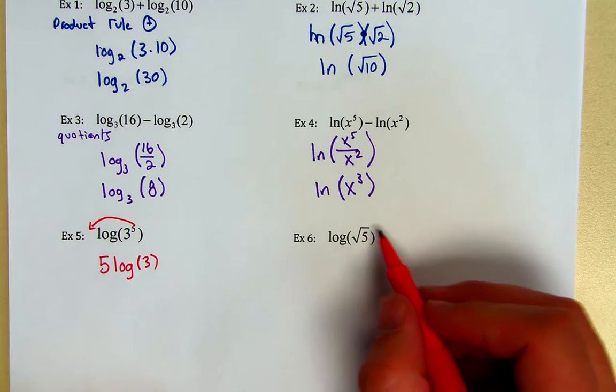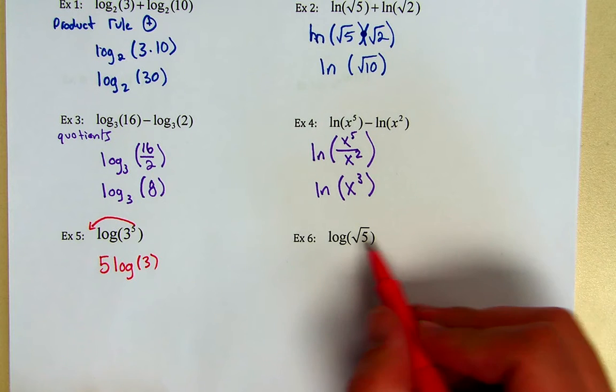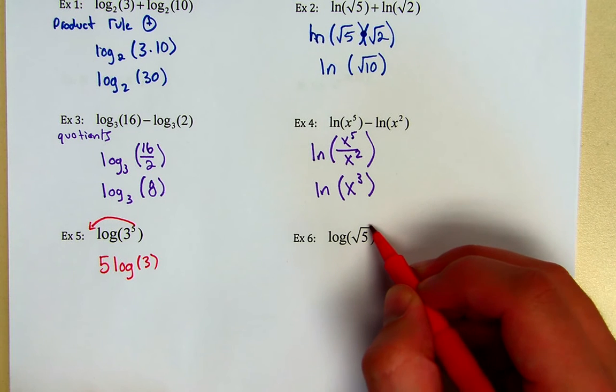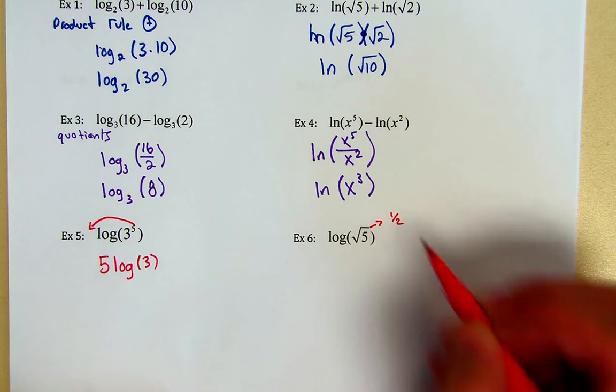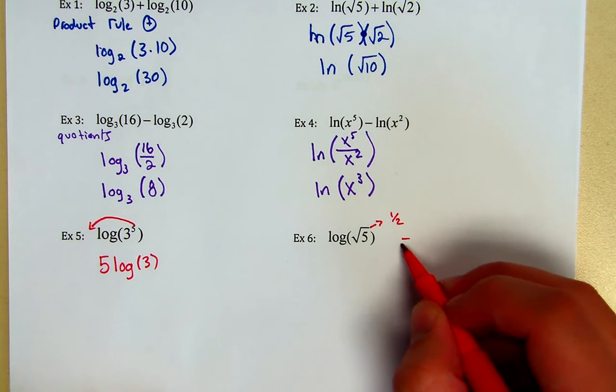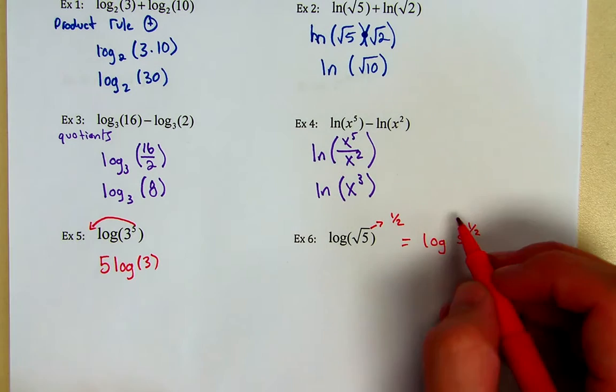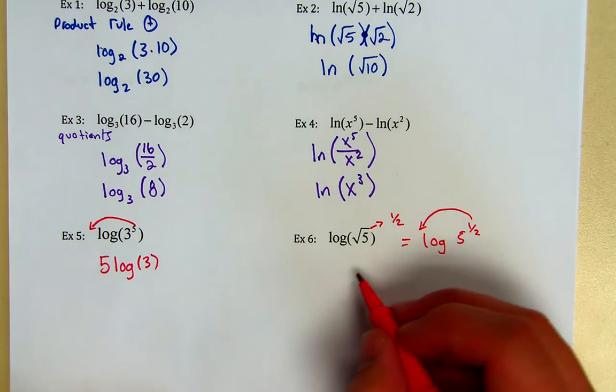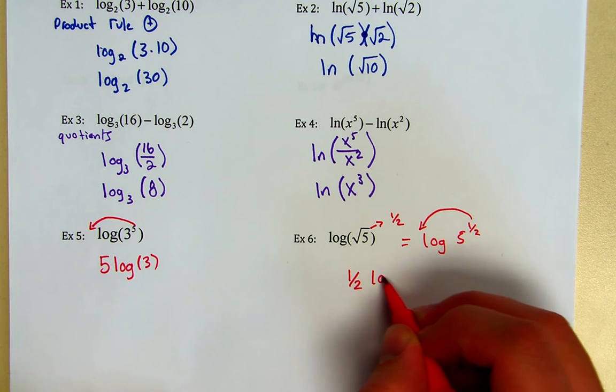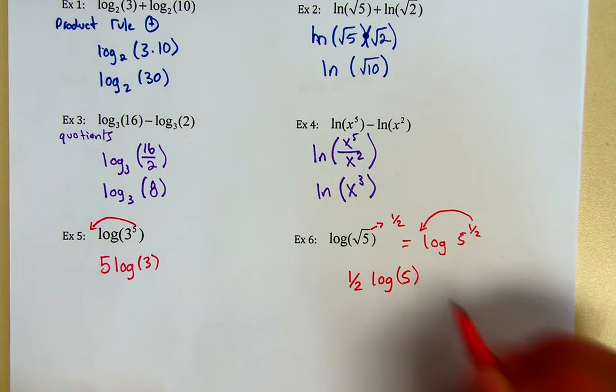6 is a little bit tricky. There doesn't seem to be a power. There's no adding or subtracting. You need to recognize that this means 1/2 power. So this is the same thing as log of 5 to the 1/2. Again, bring the exponent down. You get 1/2 log of 5.